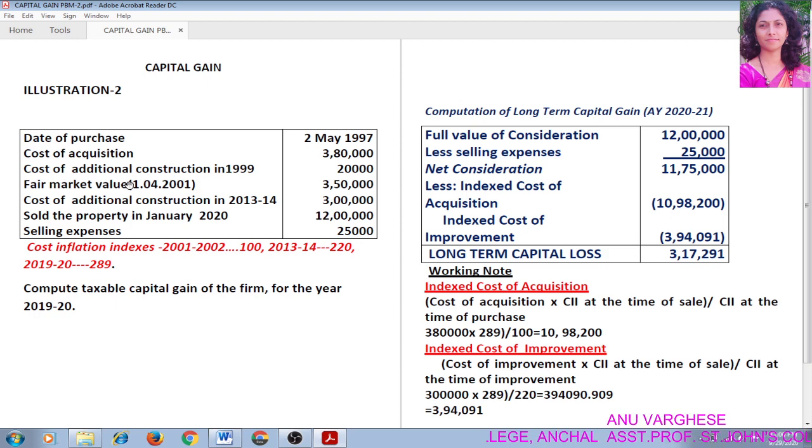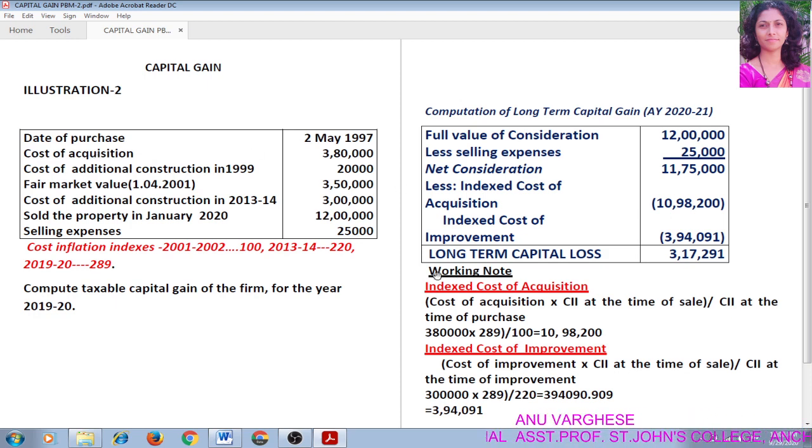In such a situation, you have to remember one thing: for computing capital gain in respect of an asset acquired before 1st April 2001, the assessee has been allowed an option of either taking the fair market value of the asset as on 1st April 2001 or the actual cost of the asset as cost of acquisition. Here we can compare fair market value and cost of acquisition, whichever is higher. So cost of acquisition is higher, 3,80,000. So we can index cost of acquisition itself.